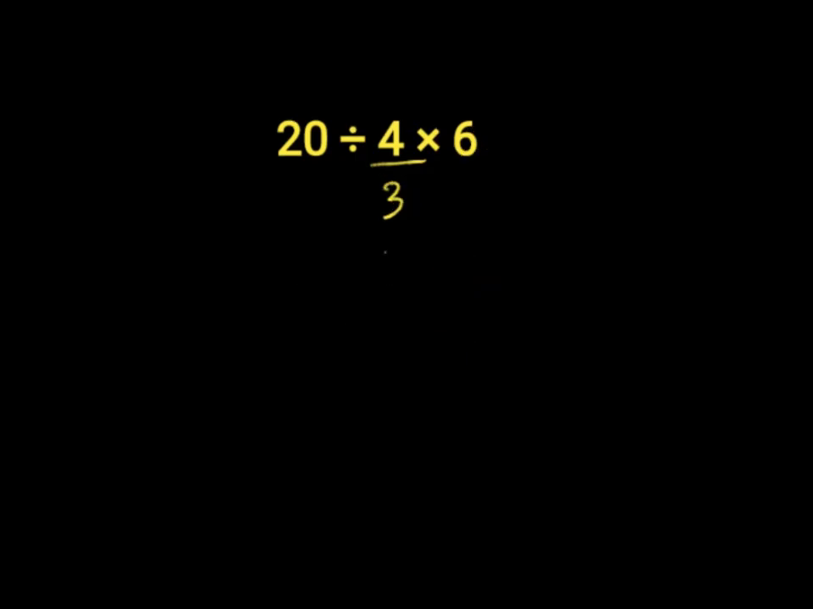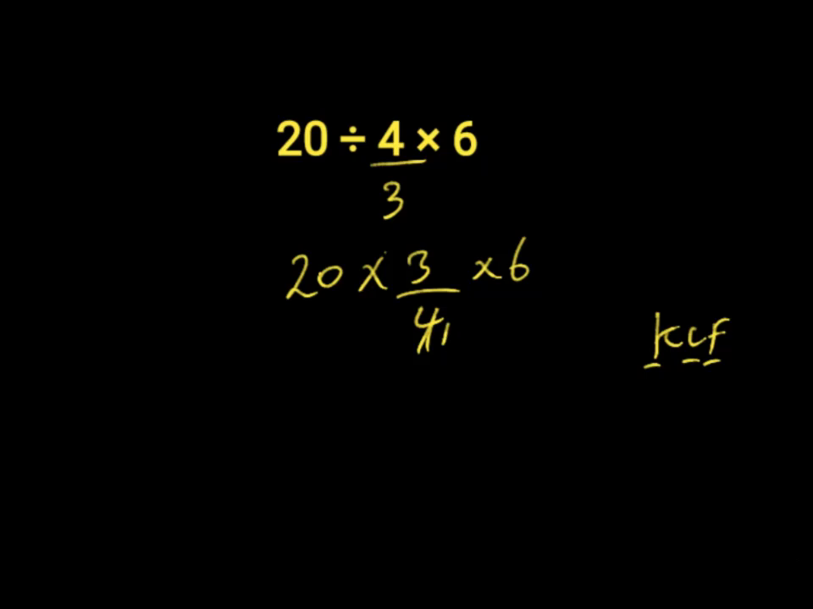First of all, we are going to work with 20 divided by 4 over 3 using the rule of KCF. K stands for keep, C stands for change, and F stands for flip. We are going to keep 20, change division to multiplication, then flip 4 over 3 to 3 over 4, then multiply by 6 here.